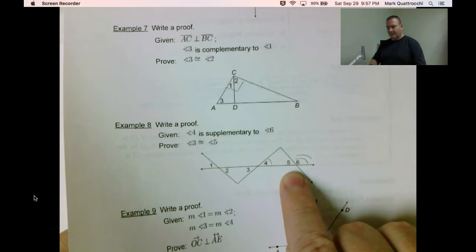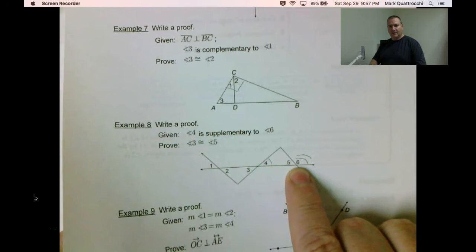So, example 8, first thing that we're given is measure of angle 5 plus the measure of angle 6 equals 180 degrees. How did I know that? Well, they form a linear pair. They're adjacent. They're supplementary. They add up to 180 degrees. Linear pair postulate.